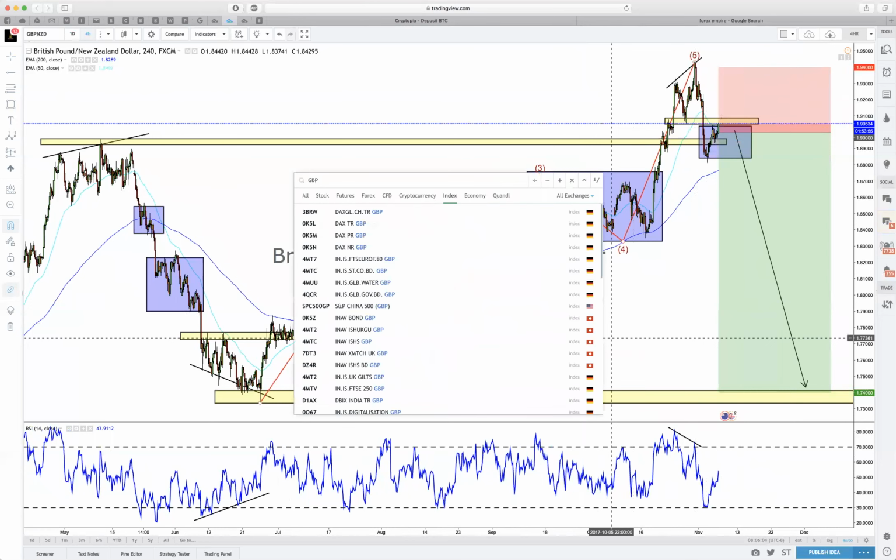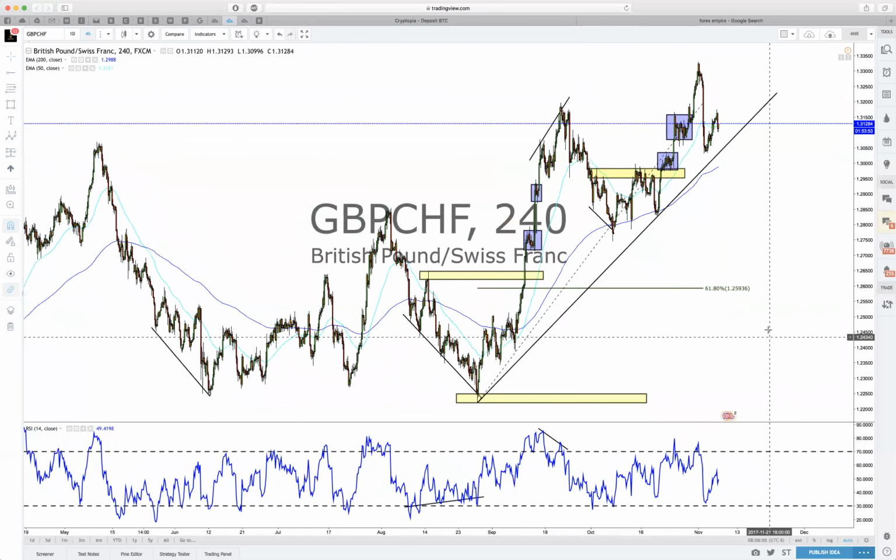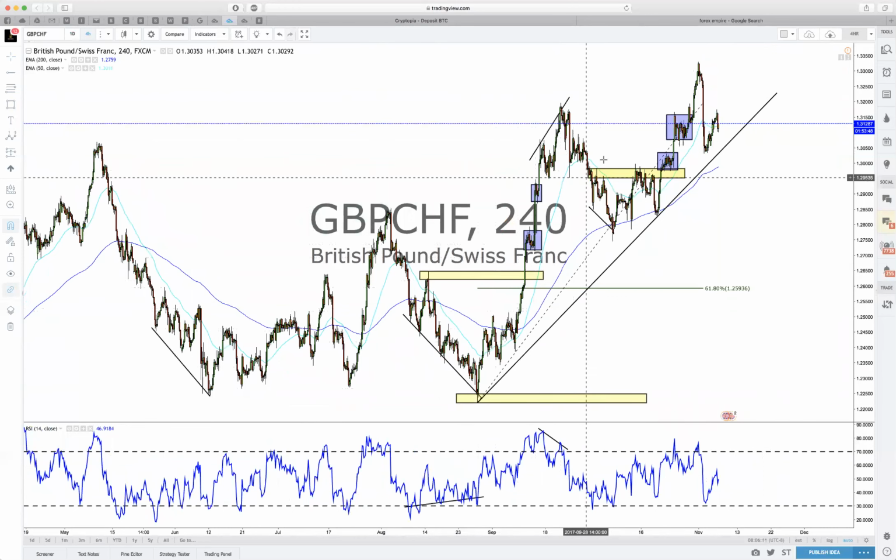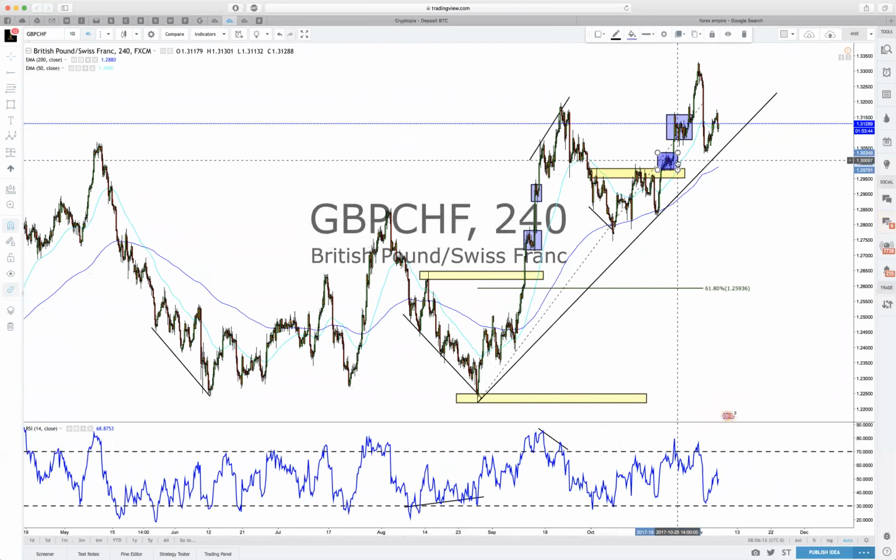GBPCHF. All right, GBPCHF is the same thing, same scenario. The M wasn't respected, but there is a W here, but it's just ugly as hell.